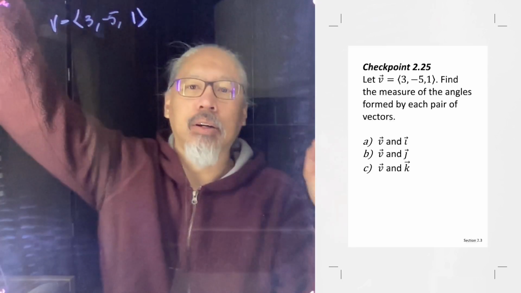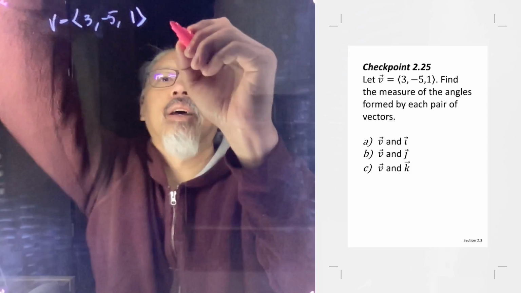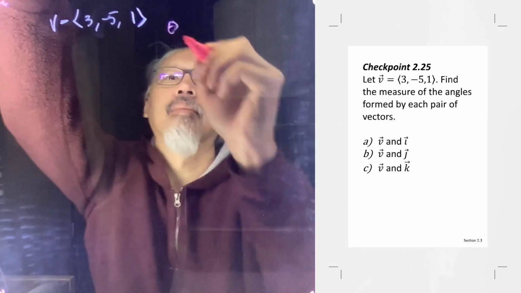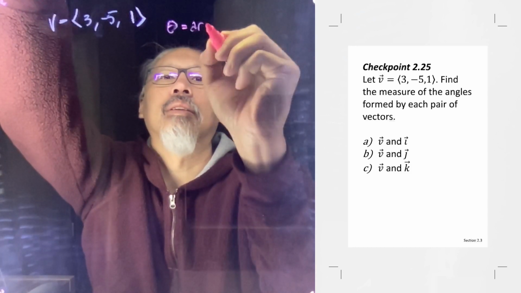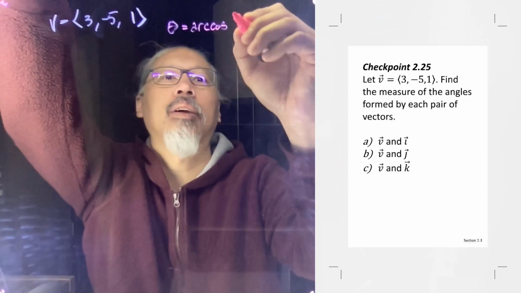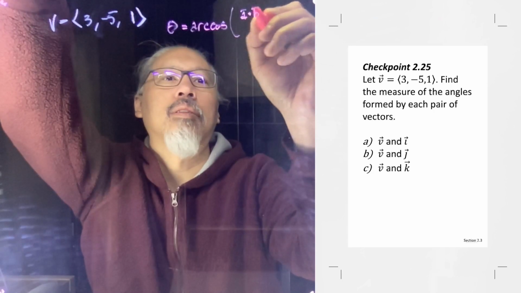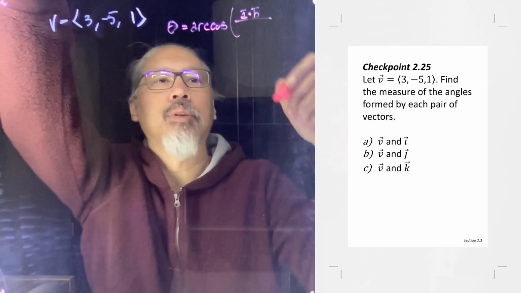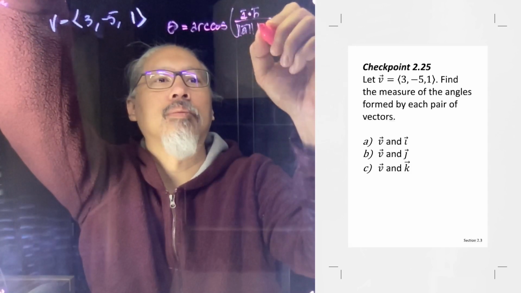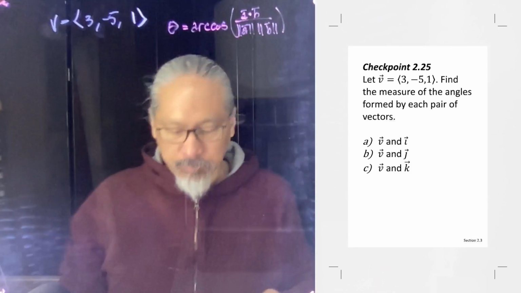And then let us recall, just for our sake, that the angle between them, theta, if you remember, is the cosine of the dot product between the two vectors, and then we divide by the magnitude of each. Okay, so that's our formula.